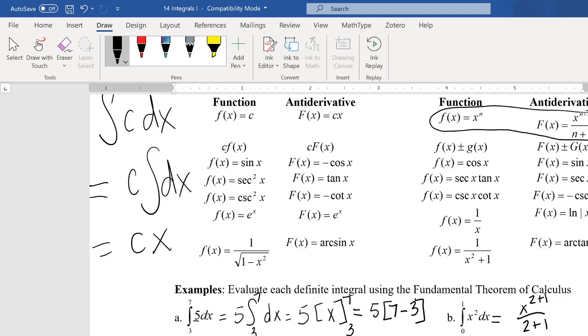And so this is one notation here, or you can do the bracket, or you can also do a line, which is another notation, that this needs to be evaluated from 0 to 1. So this would be x cubed over 3 from 0 to 1. And then you go ahead and plug in. So this would be 1 cubed over 3 minus 0 cubed over 3.